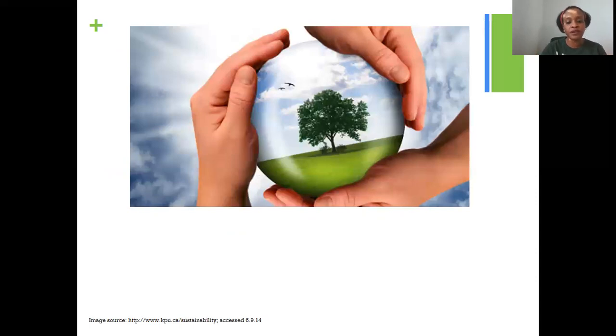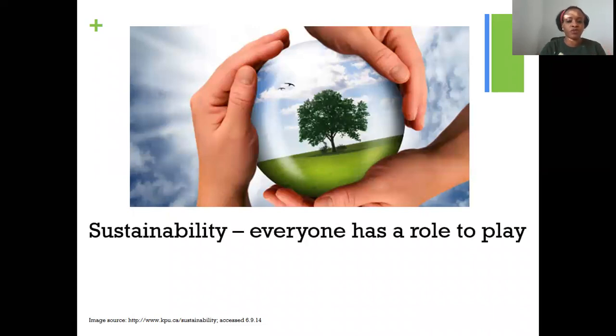There we've got a crystal ball with a peaceful earth and the way we think everything should be. And sustainability really is the responsibility of everyone, because you've got everybody's hand around the crystal ball, just to show that we all have a responsibility towards sustainability.